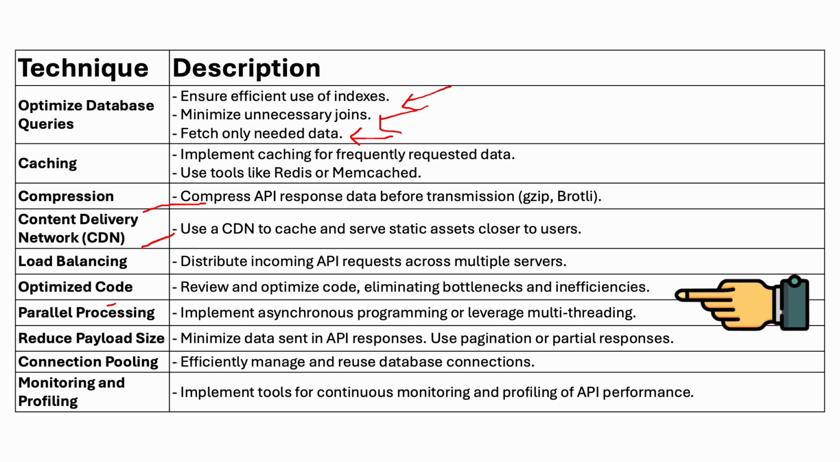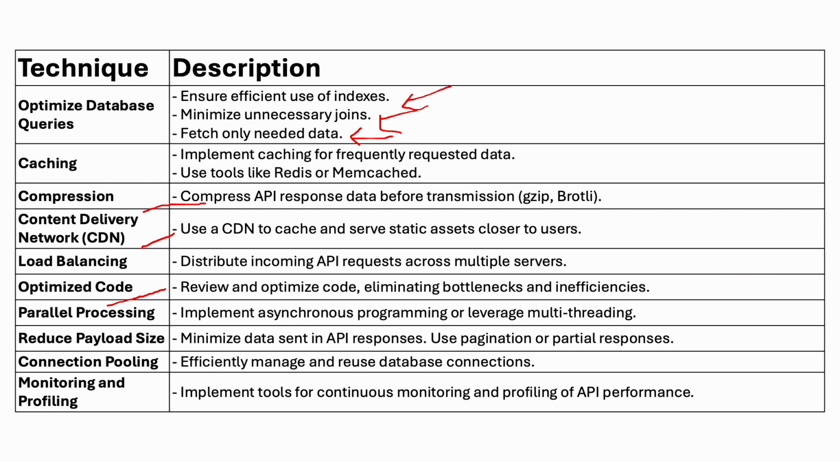Next one is optimizing the code. We can review the code and see if there is any unnecessary code, and if there is any possibility of optimizing it, thereby reducing the CPU cycles spent executing the code.